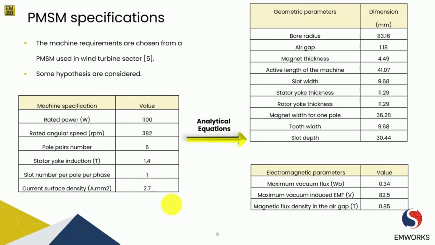After using these parameters and with the help of analytical equations, we get the list of the geometric parameters, and on the right hand side you can see all the values. Also we have some electromagnetic parameters, where our maximum flux linkage is around 0.34 Weber. We have a back EMF of 82.5 volt, and then we have a magnetic flux density in the air gap around 0.85 Tesla.